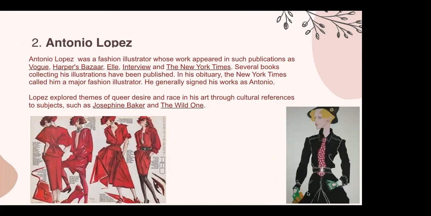Lopez explored themes of queer desire and race in his art through cultural references to subjects such as Josephine Baker and the Wild One. These were the subjects he basically made on, and so you can see one model, in one illustration on the left side, this is a page of, I think, a magazine, and in one the model is showing her back because the detailing of the garment is at the back.